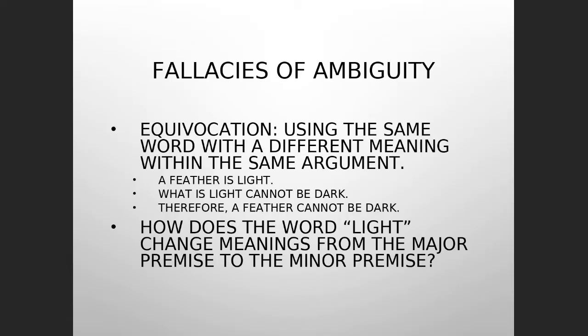Now, you notice the form of the argument is valid. It's correct. But the word light changes meaning. The distributed term changes meaning. In the first sentence, the term refers to weight. In the second sentence, the term refers to light, meaning vision. So the word changes meaning. And so equivocation is using the same words with two different meanings to arrive at a conclusion that really has nothing to do with anything.